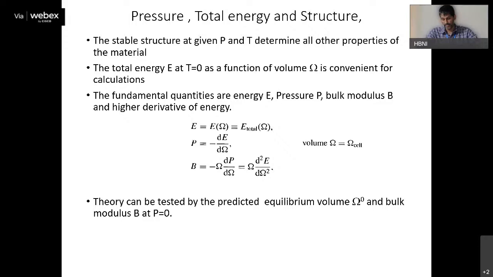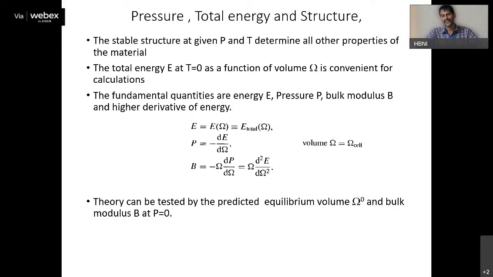And there are various fundamental quantities which can be derived from the energy. Like you can take the pressure. Pressure is nothing but the first derivative with respect to volume. And you can define the bulk modulus, which is again the second derivative of the energy. And all these quantities are defined for a fixed number of atoms contained in a unit cell volume.